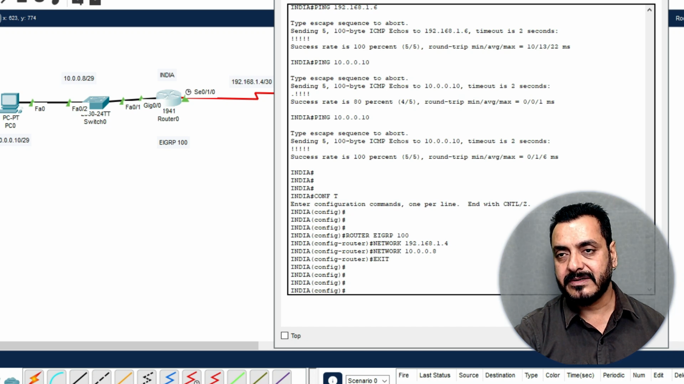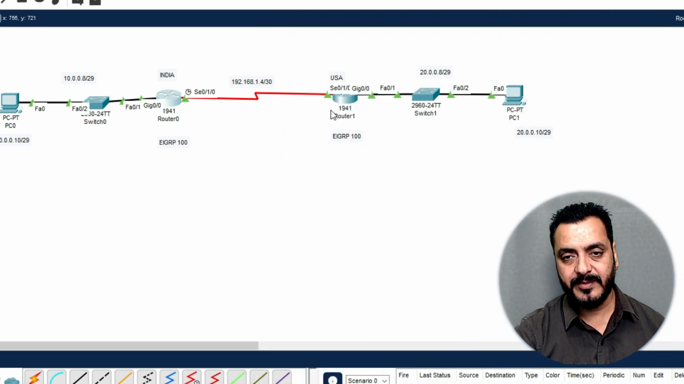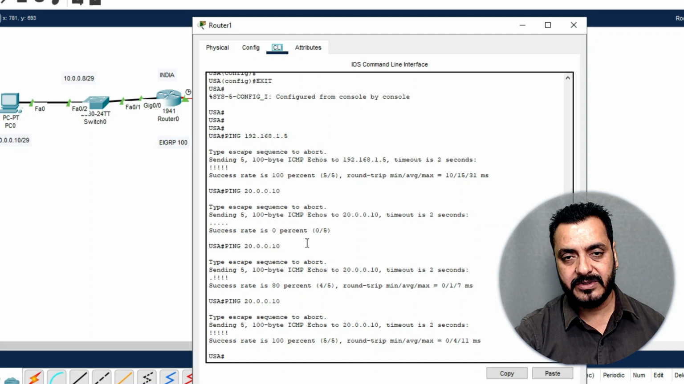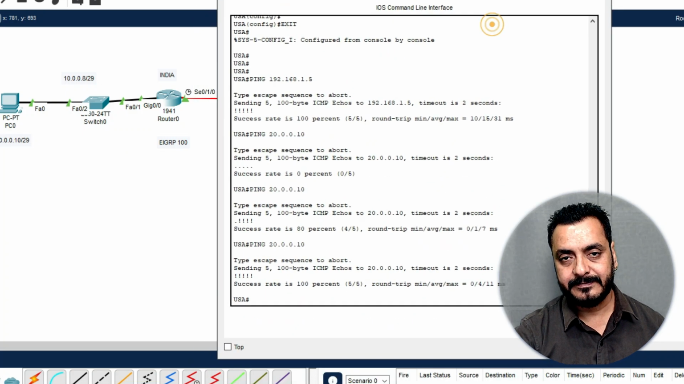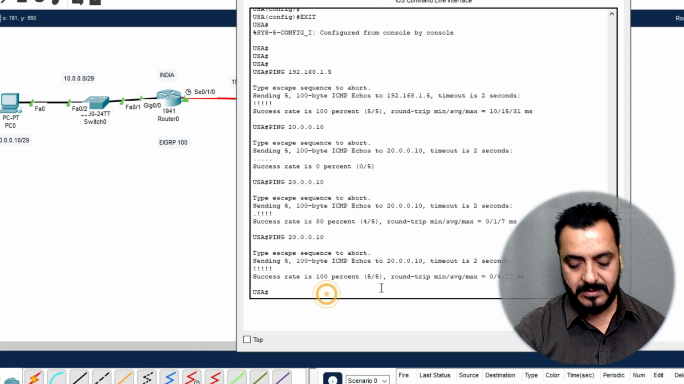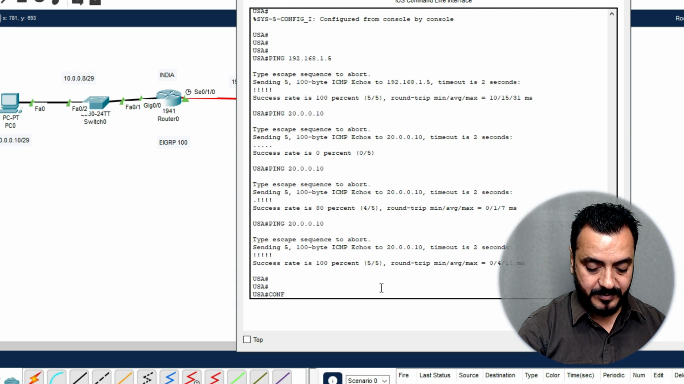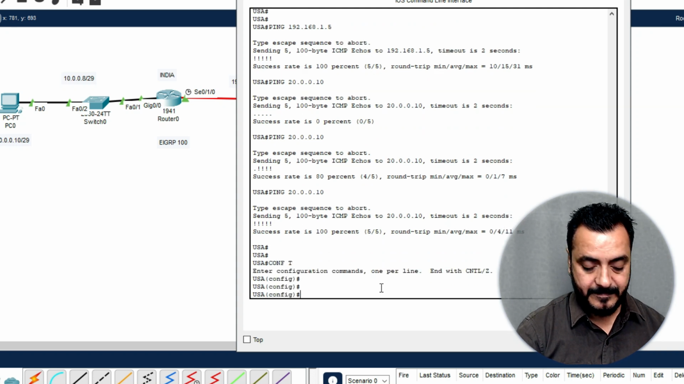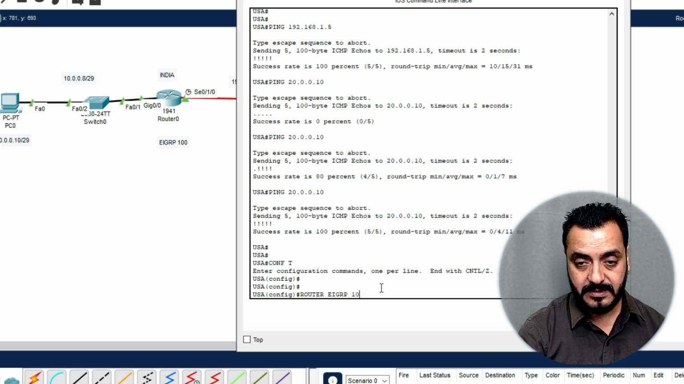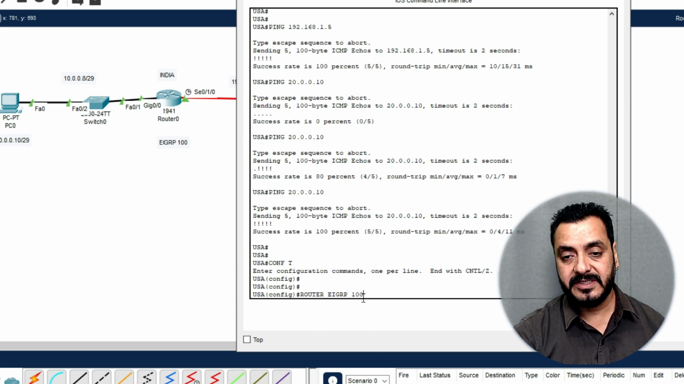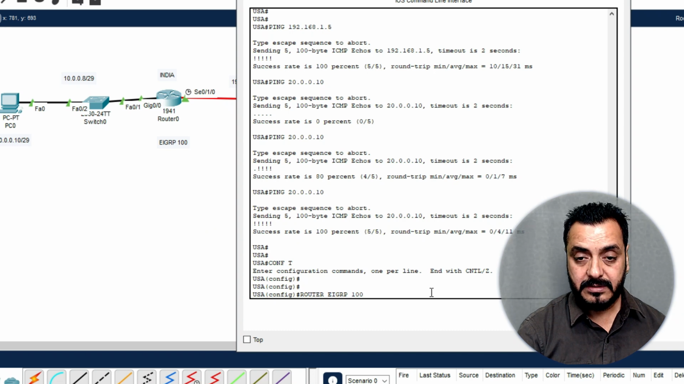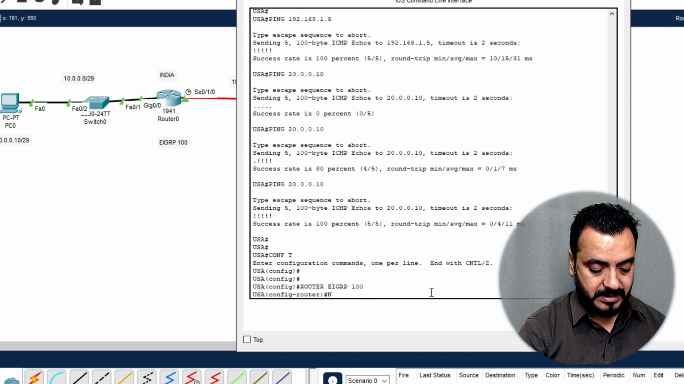Now in a similar fashion, we have to configure the EIGRP protocol on our second router, that is the USA router. For that purpose, we have to enter into the third mode, router EIGRP. The autonomous system number should be the same because EIGRP is an IGP, an interior gateway routing protocol. So press enter.